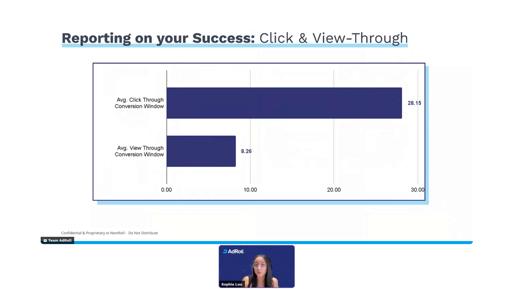While click-through conversion windows are still much wider than view-through conversions, it looks like about 28 days for average click-through windows and almost 9 days for view-through windows for our customers at the moment. We do see that there is a shift in the industry towards including more view-through reporting.